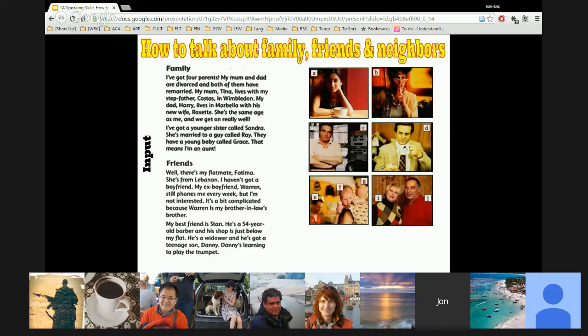Exactly. Her stepmother is Roxette. Roxette is the same age as she is. So that means that her stepmother and her are the same age, but they have a good relationship. They get on well. Okay, very good.